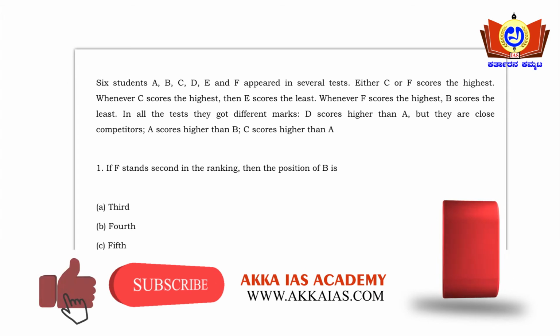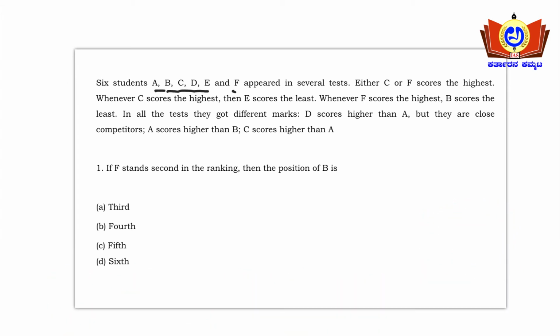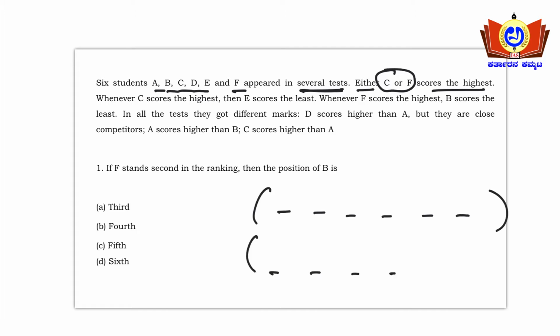So the first question is, 6 students are there, A, B, C, D, E and F, and they appeared in several tests. Either C or F scores the highest. See here, 1 2 3 4 5 6, so 6 students are there.